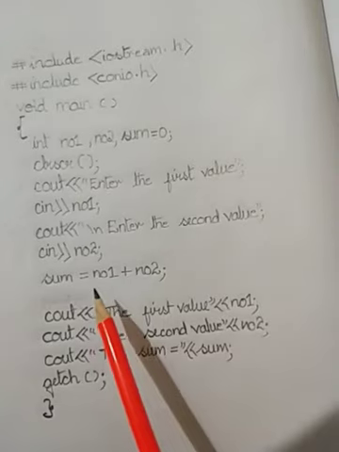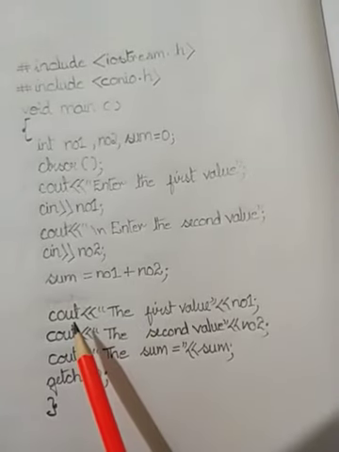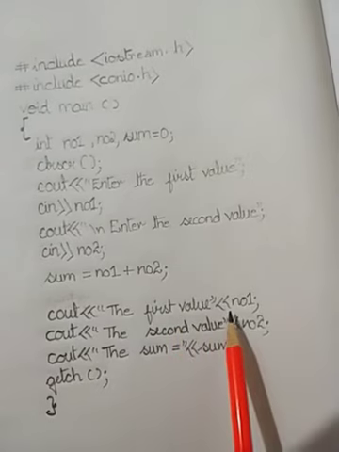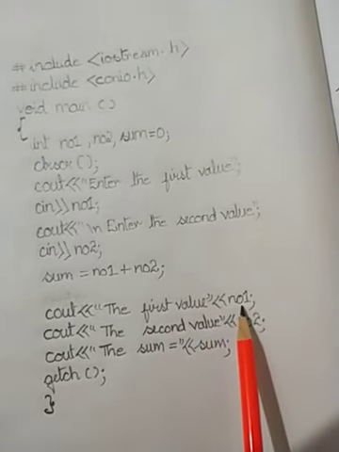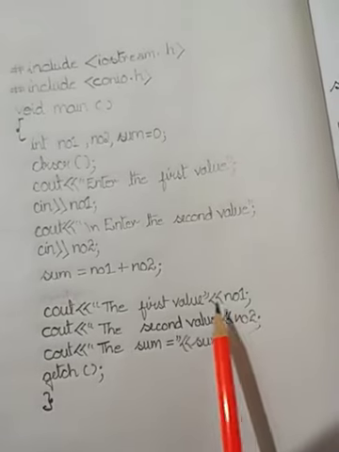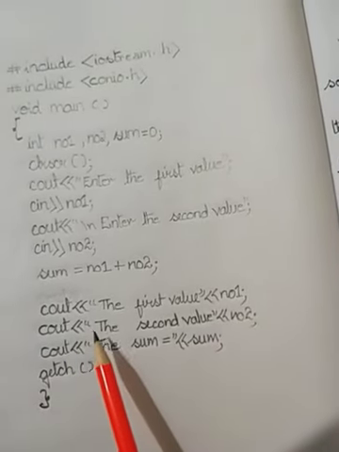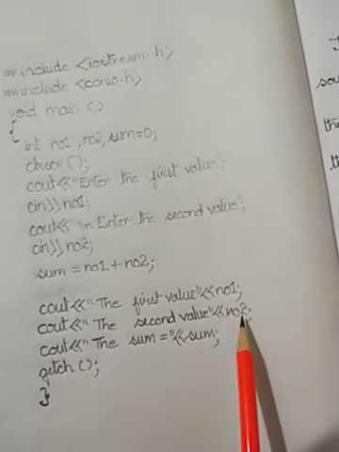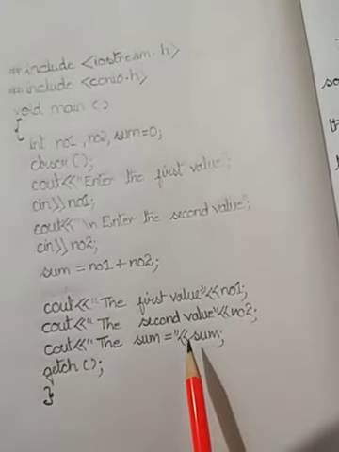After that, I print out the values. In the first print statement I print the first value, and it's stored in NO1. Therefore I take the value from the variable NO1, and the second value I print out, and I mention cout the second value is NO2, and then I print out the sum.